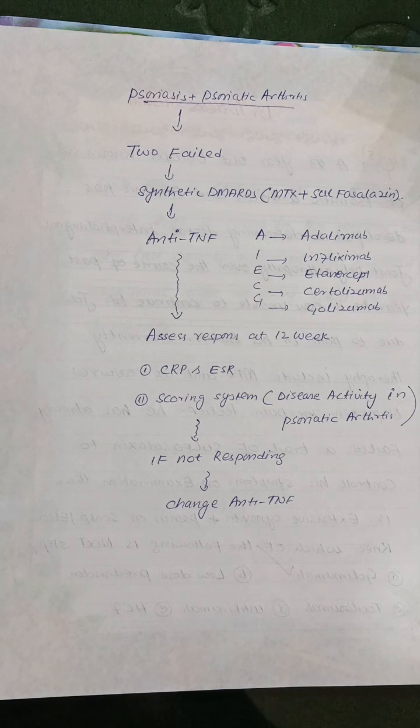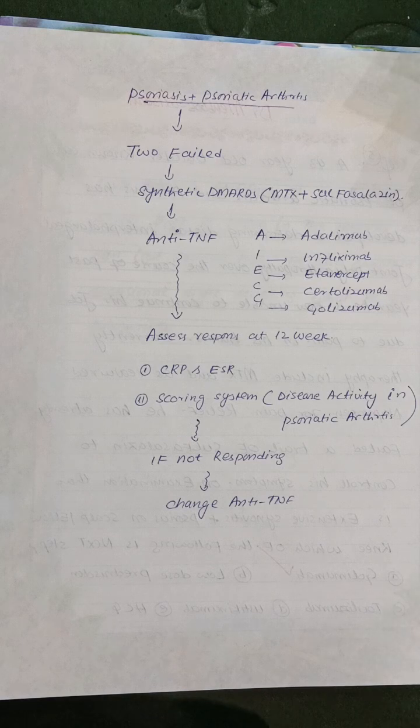Assess response at 12 weeks. When you start anti-TNF, assess response at 12 weeks by checking the inflammatory markers, that is CRP and ESR, and a scoring system, that is DAPSA, disease activity in psoriatic arthritis. If the score is high and the inflammatory markers are raised, it means that the patient is not responding. Change to another anti-TNF alternative drug.